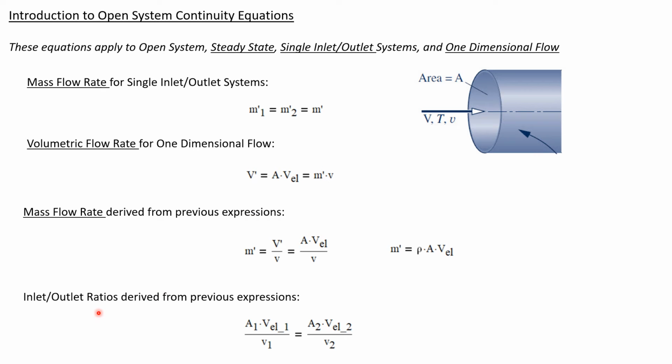We can also write an inlet-outlet ratio, and again this is just derived from the previous expressions. We can say that the area times the velocity divided by the specific volume at the inlet is equal to the area times the velocity divided by the specific volume at the exit.